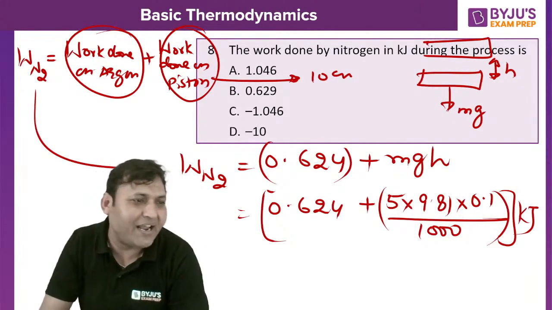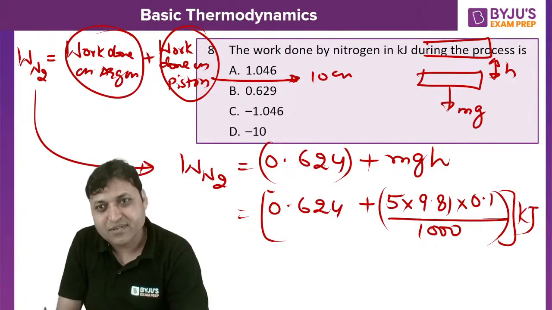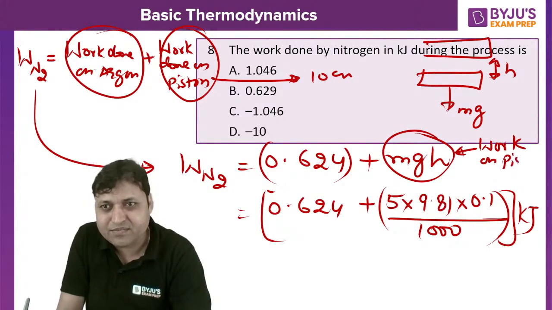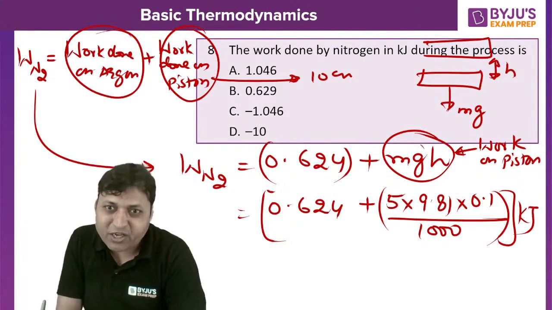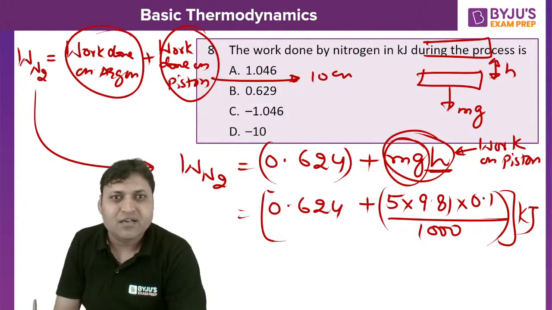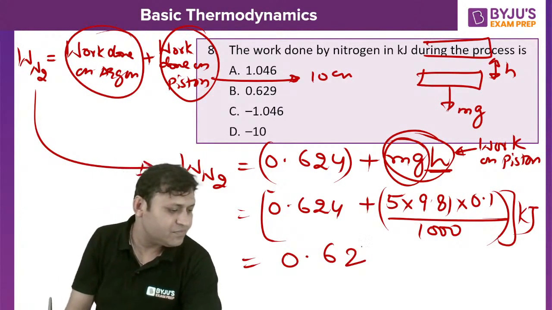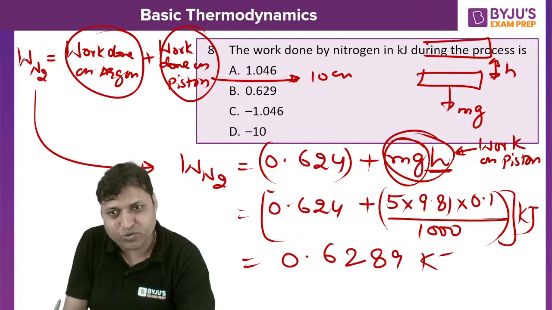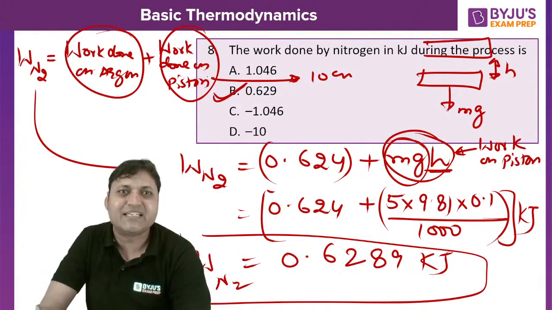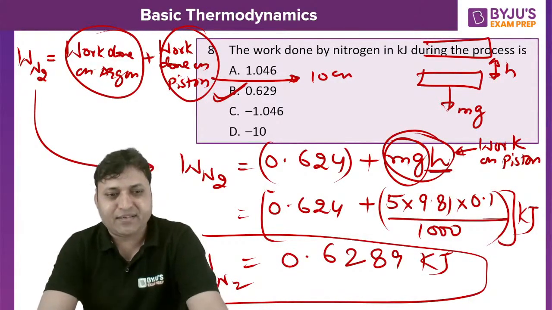What is the answer to question number 8? This is the work done on piston, weight of the piston into the distance, force into distance. It will be 0.6289 kilojoule. That is the work done by the nitrogen. Option B is the right answer for question number 8.